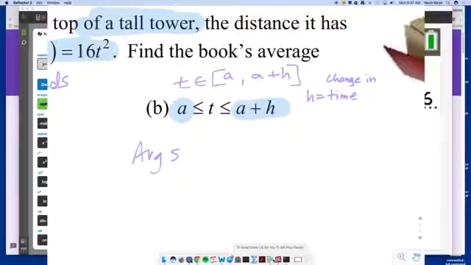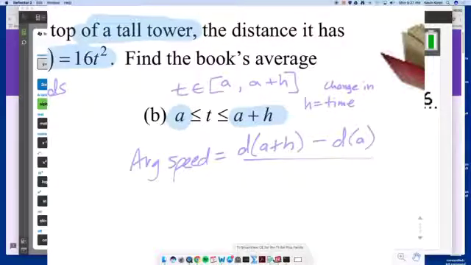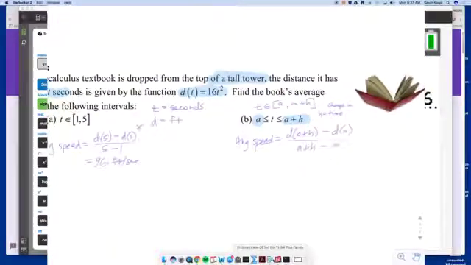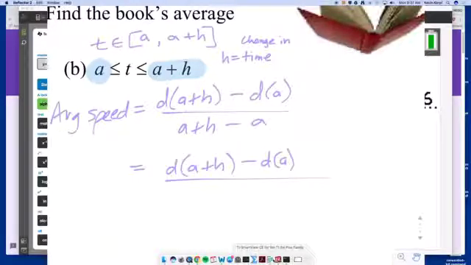The average speed is going to be d of a plus h minus d of a, all over a plus h minus a. So I'm doing this for arbitrary values. In the previous example, our a was equal to 1, and since 5 was 4 seconds away, the h was equal to 4. Now let's simplify this before we set it up. It's d of a plus h minus d of a, and what does the denominator simplify to?